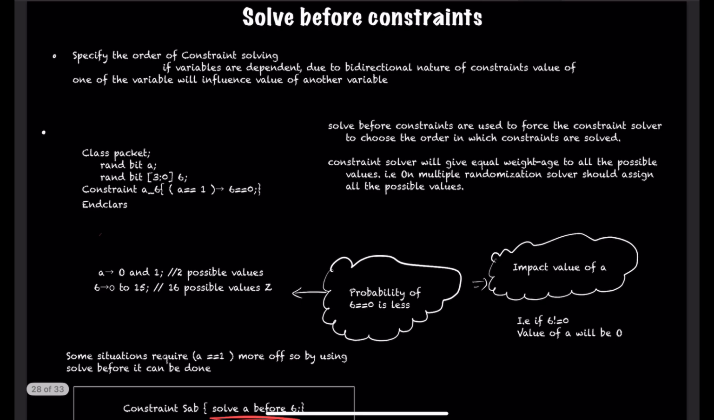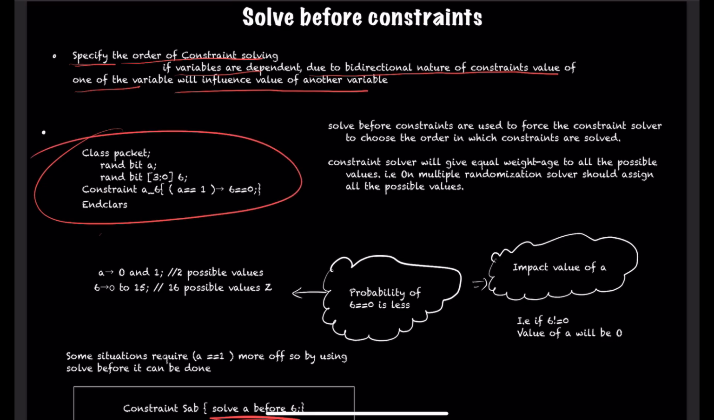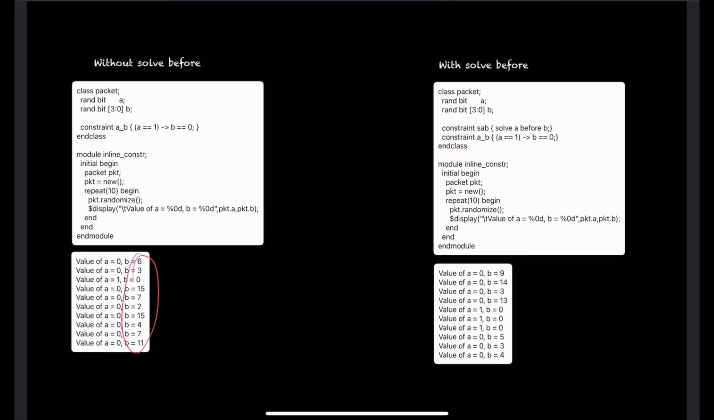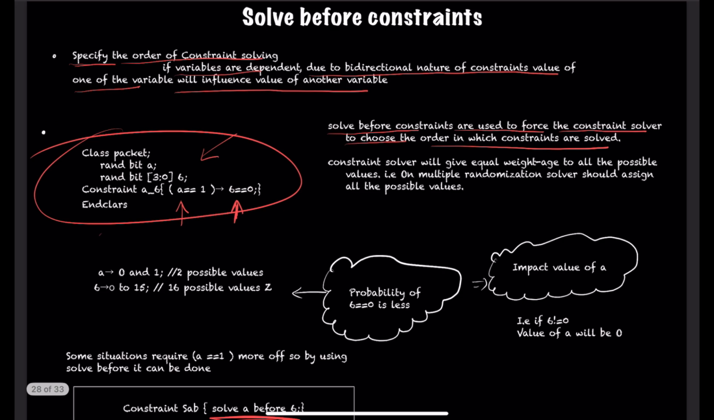Let's see what the theory says. What will the solve before constraint do? Solve before constraint specifies the order of constraint solving. If the variables are dependent, due to the bidirectional nature of the constraints, the value of one variable will influence the value of another variable. Solve before constraints are used to force the constraint solver to choose the order in which the constraints are solved. We can also write solve B before A. So it will always give the value of B first, and only then the dependent A, right?